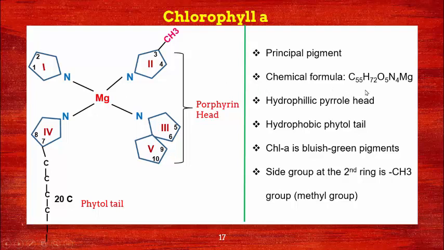The formula is C55H72O5N4Mg. The structure shows a hydrophilic porphyrin head and a hydrophobic phytol tail, which is embedded in the thylakoid membrane. 4 pyrrole molecules link together by methane groups to form the porphyrin ring. Chlorophyll A is a bluish green pigment. The side group at the second ring is a methyl group.